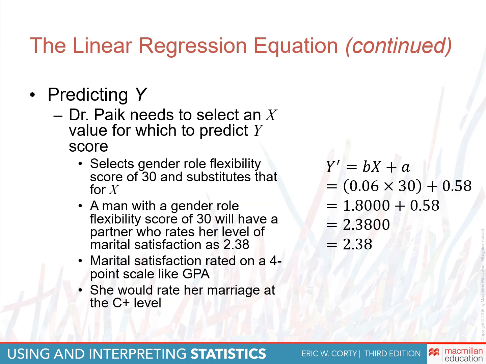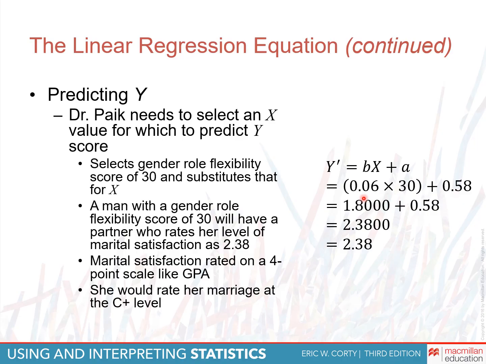Let's look practically at how we would actually use this regression equation to predict y. So let's say we know the value of x. Again, x is the gender role flexibility of the husbands. And let's say we want to use that to predict y. So let's say we know the gender role flexibility of a particular husband is 30. So we can take that 30 and substitute that into our regression equation and then use that to solve for y prime.